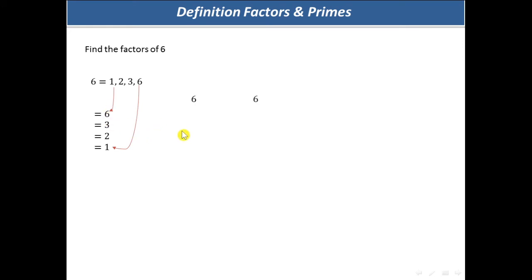Okay, and then we can find this in another way. It's called the factor tree. I gave 2 examples now. 6 is coming from 2 multiplied by 3, or 6 can also come from 1 multiplied by 6. This is called the factor tree.